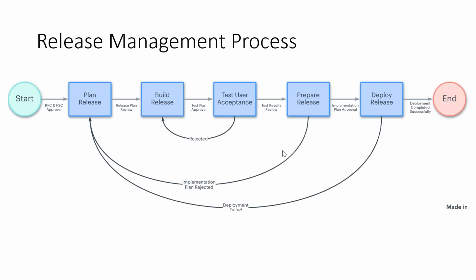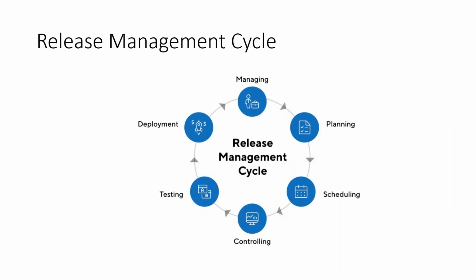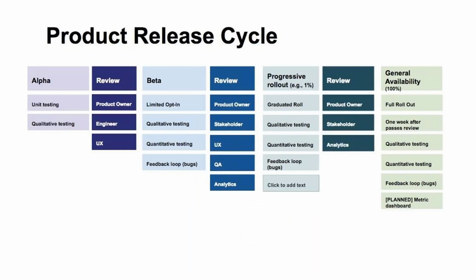Typically, if you look at this release management process, we have plan, release, then build, acceptance testing and stuff like that, then prepare release, deploy, and that's the moment you deploy. After that, you have to monitor that release. That's SRE work or operations work. So more or less, this is the release management process. This is the release management cycle which we are comfortable with if you are working in any software organization. So we have planning, scheduling, controlling, testing, deployment and managing.